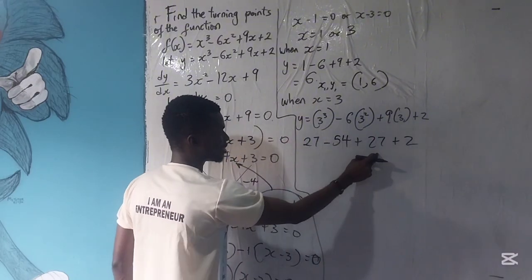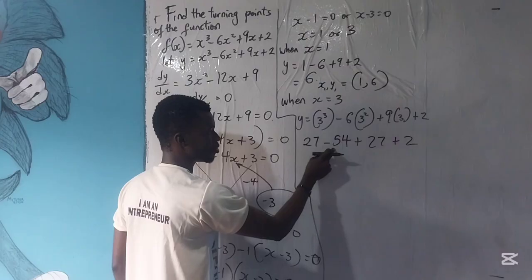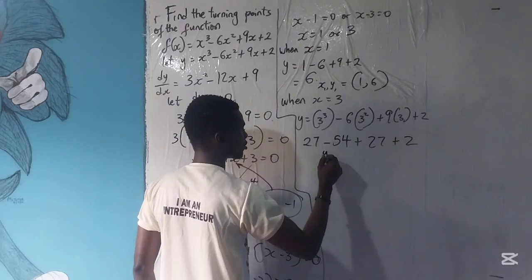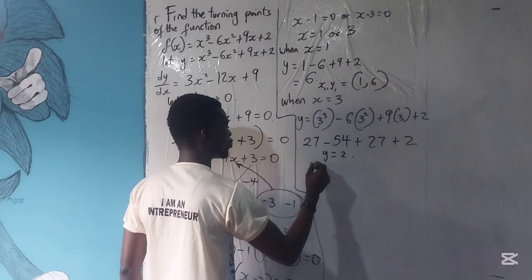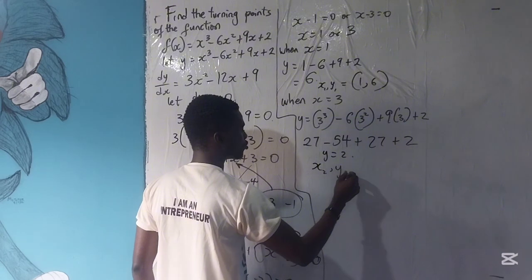Now, 27 plus 27 is 54. 54 minus 54, that's 0. That means y is 2. So now we also have x2, y2 to give us what?